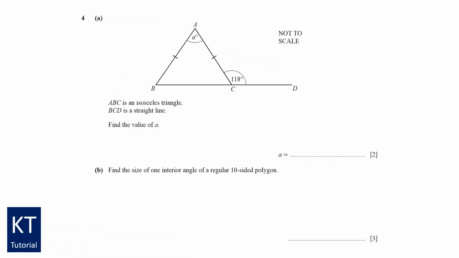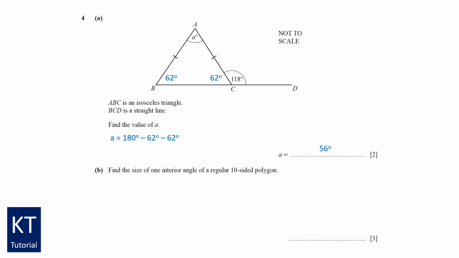Question 4a. APC is an isosceles triangle. BCD is a straight line. Find the value of A. Angle ACB is a supplementary angle to 118 degrees. Being an isosceles triangle, angle ABC should be equal to that of ACB. The angle A can be derived by subtracting these two angles from 180 degrees.